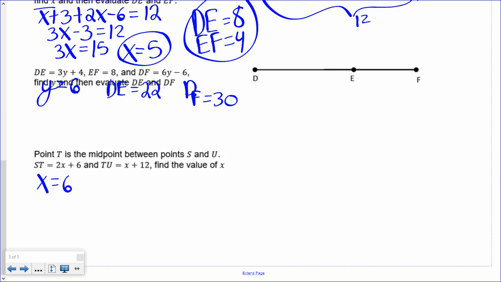And the last question, I do require that you draw a picture because that's something I'm going to be testing on the unit test, to be able to draw the picture for me.